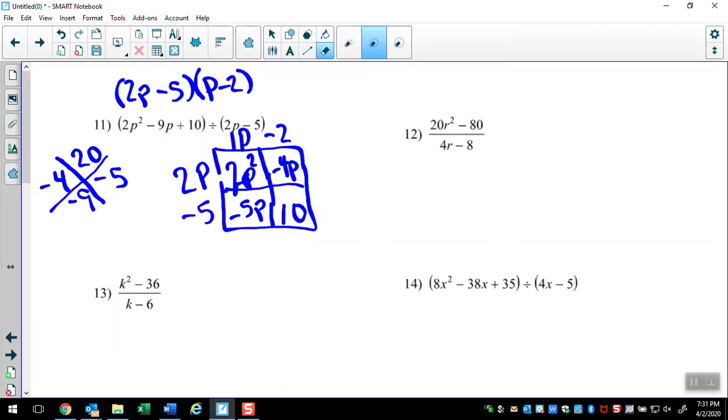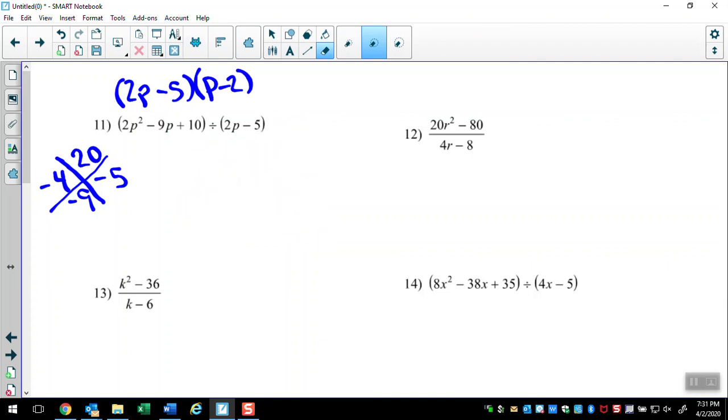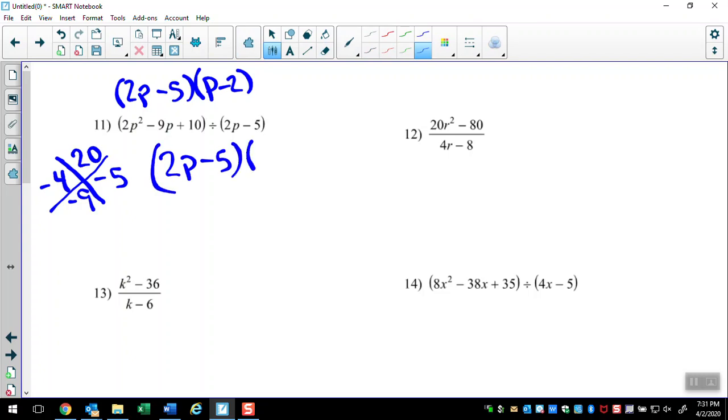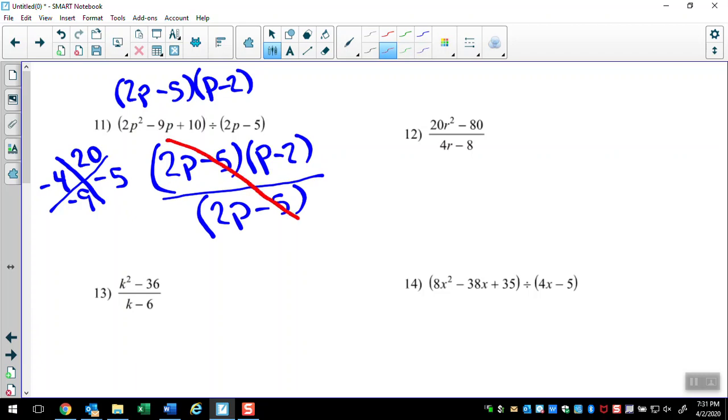All right, just to give me some space, I'm now going to erase this whole thing. So now we've got our two factors, 2p minus 5 and p minus 2, and we're going to divide that by 2p minus 5. What you should notice is that two of those are the same. This factor here and what we're dividing by are the same. It means they're going to cancel each other out, and what we're left with is our answer. So p minus 2 is our answer.